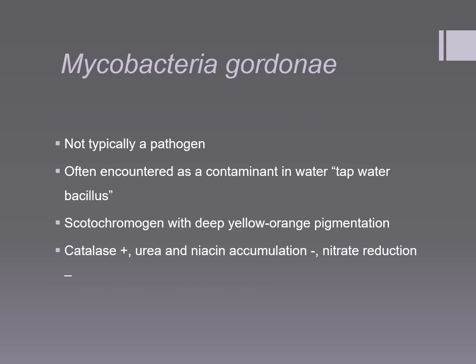Mycobacterium gordonae is not typically a pathogen. It's often encountered as a contaminant in tap water, and that's why it's called tap water bacillus. In fact, when I worked at Bryan Hospital in the microbiology laboratory, we had a situation where all of our acid-fast slides were positive, and then come to find out our tap water was contaminated with Mycobacterium gordonae. Anytime you have several acid-fast positive samples, you should be thinking there's a mistake, because there shouldn't be a ton of positive acid-fast samples. Now, Mycobacterium gordonae is a scotochromogen, and it has a deep yellow-orange pigmentation. Okay, catalase positive, urea and niacin accumulation negative, and nitrate reduction is also negative.